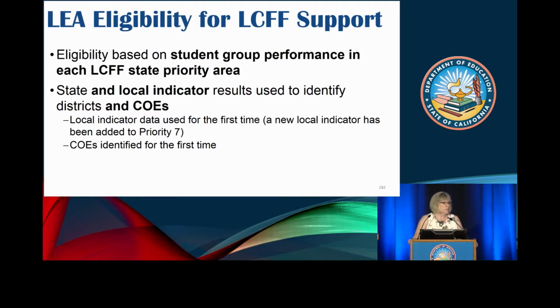The identification is, of course, based on student group performance in each of the LCFF state priority areas. We do have one new local priority, priority area 7, access to a broad course of study. So that is new this year. And because we will be identifying LEAs based on local indicators this year, this is the first time we can use local indicators. Priority 7, of course, will not be in the mix because this is the first year that you'll be reporting on priority 7.